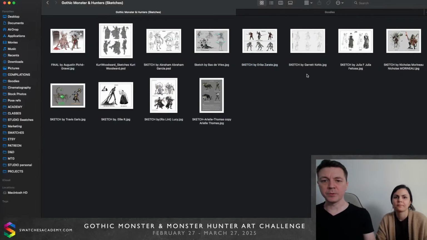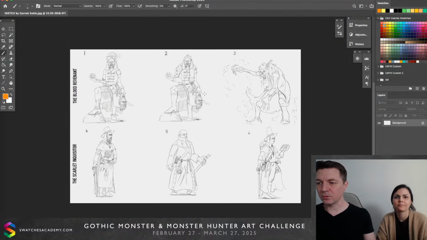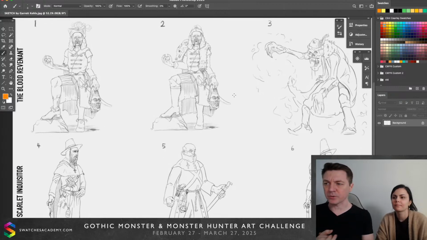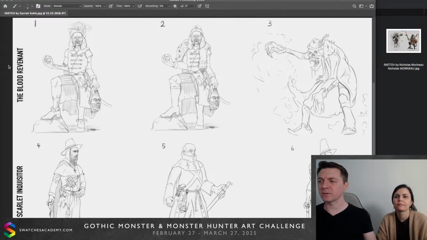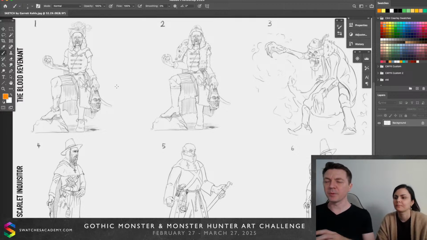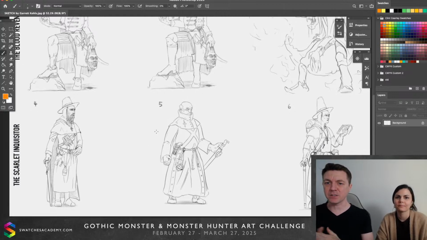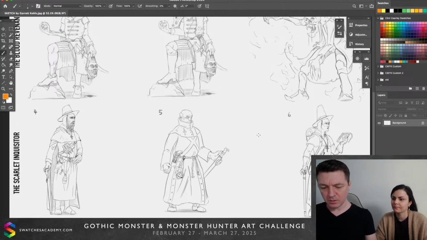Okay, next up we have some sketches by Garrett. Garrett is working on the Blood Revenant, who is a vampiric sort of character. It's basically a vampire. Yeah, of a, what did we say? Slavic noble. Yeah. But really deteriorated in their appearance and their clothing. And then being hunted by the Scarlet Inquisitor, which is a stoic detective with a silver-tipped cane sword and a revolver.